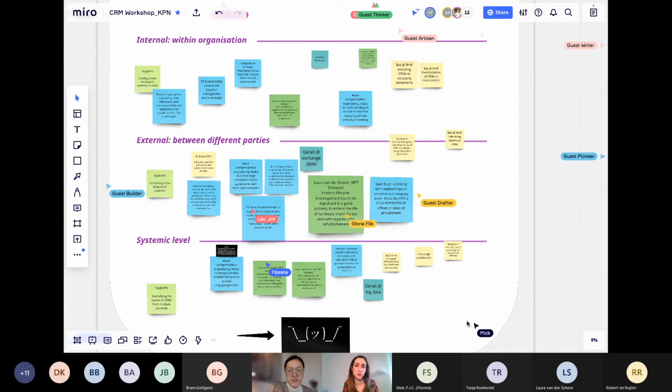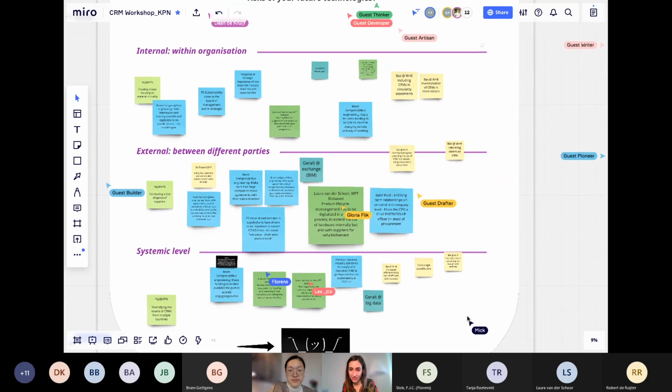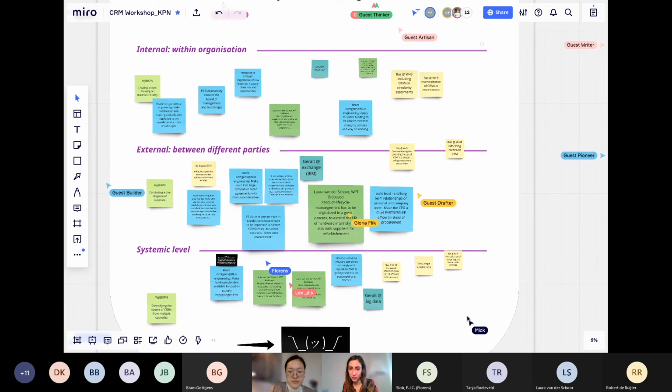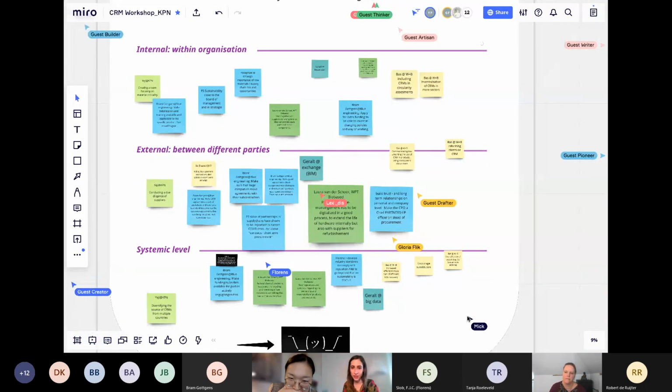What, for example, came to my mind, what I thought was really interesting, was that product lifecycle management has to be digitalized in a good process to extend the life of hardware internally. I was wondering, Laura, maybe if you would like to speak up and say, how could you imagine that the product lifecycle management would be digitalized? What would be needed for that? And would that be part of a network together? If you want, you can elaborate a bit on that.